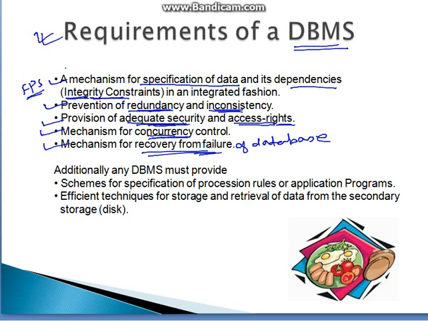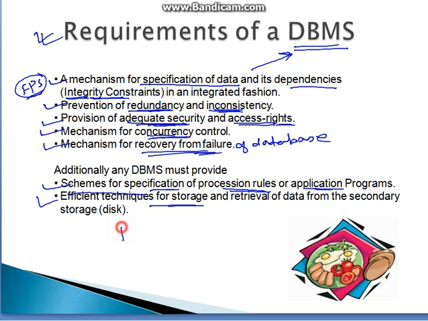These are the 5 points where the limitations of the file processing systems should be solved so that the database management system can come into existence. Additionally, the DBMS should provide the schemas for the specification of processing rules and application programs, and an efficient technique for storage and retrieval of data from the secondary disk.